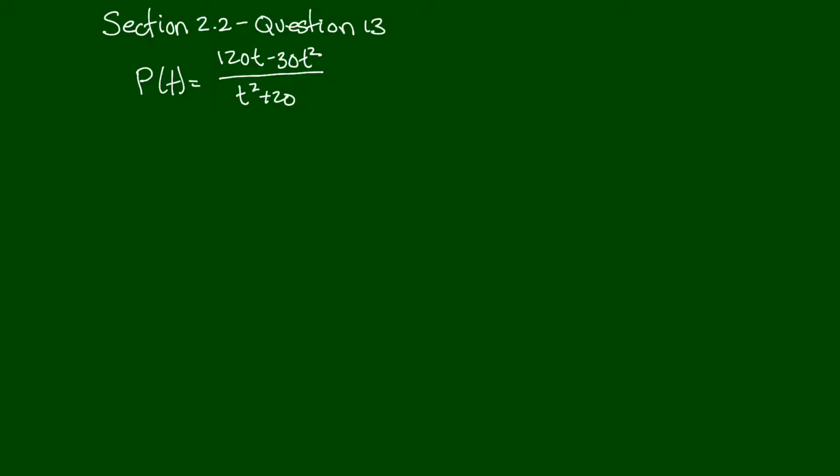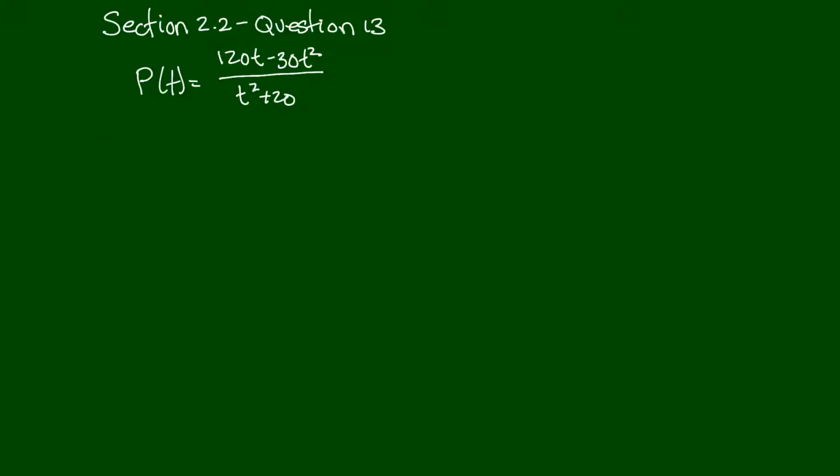This is our last problem in section 2.2, and it says that a publisher of a recently released nonfiction book expects that over the next 20 months after the book's release, the monthly profit, so this is the profit, and this depends on the number of months, is approximated with this model, right? So if you know the number of months since release, you can plug that number into here and get the approximate profit.